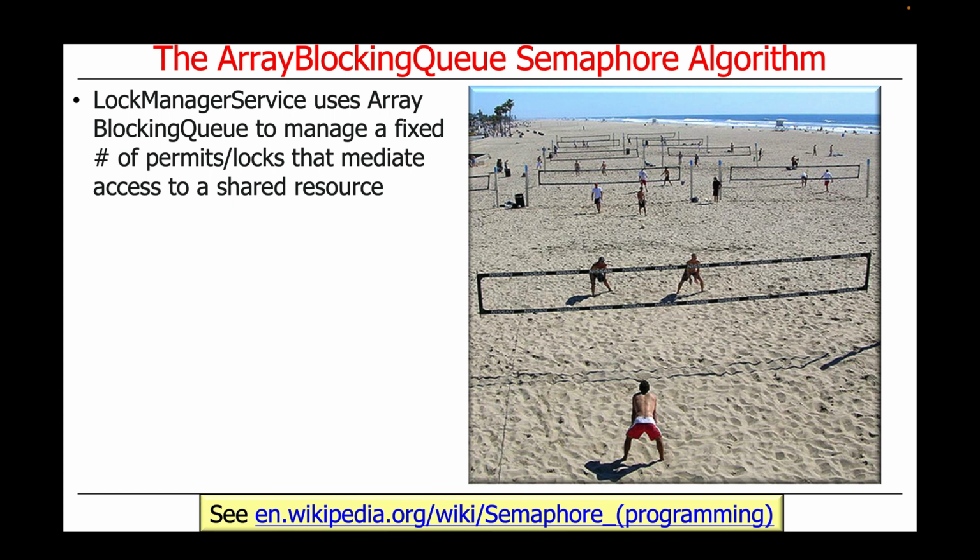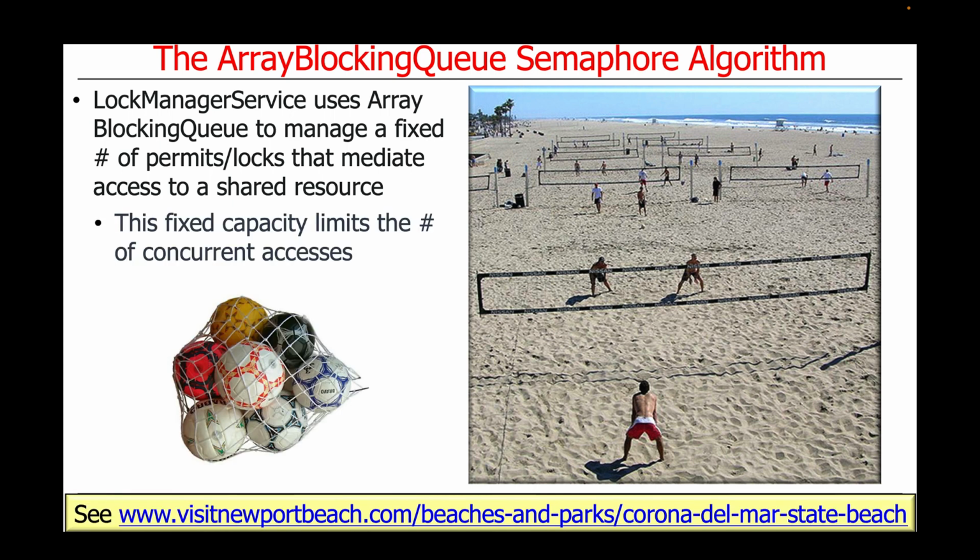In other words, to manage a fixed number of permits or locks that can be used to mediate access to a shared resource. Let's take a look at an example that I'm familiar with from my days as a graduate student at the University of California, Irvine, where we would go down to the Corona del Mar State Beach on the weekends and play volleyball. And the way things worked was we would have a certain number of nets, let's say there were 10 nets or so, and maybe 30 different teams who wanted to play. So at any given point, there would be more teams who wanted to play than there were available nets. So that was the limited resource, the number of nets.